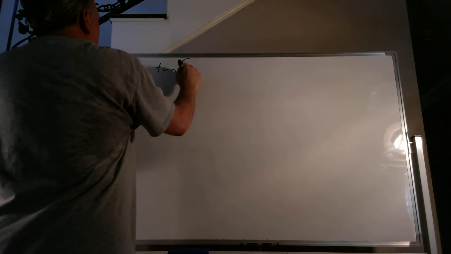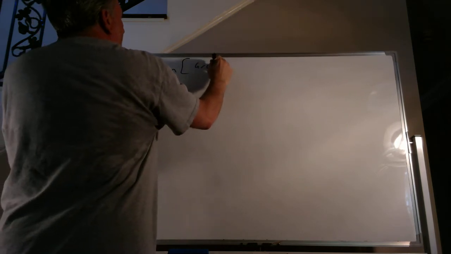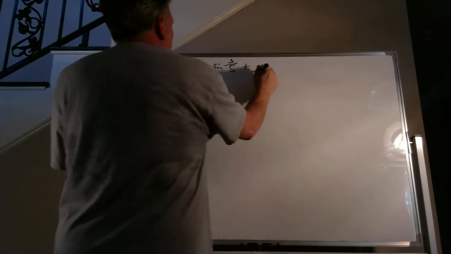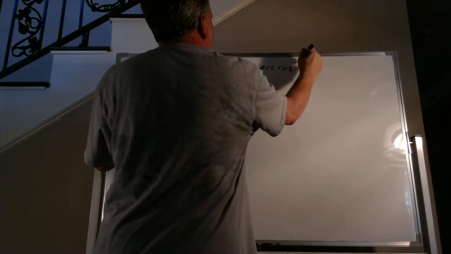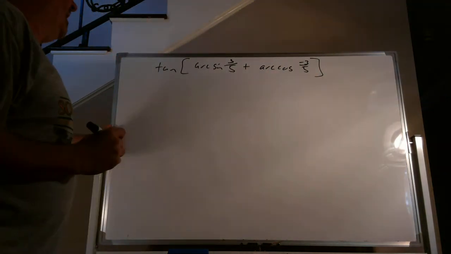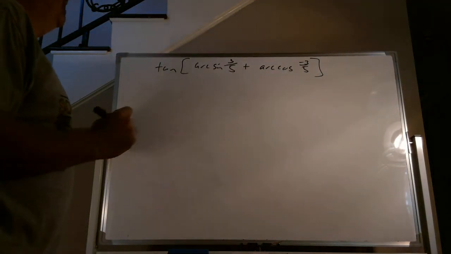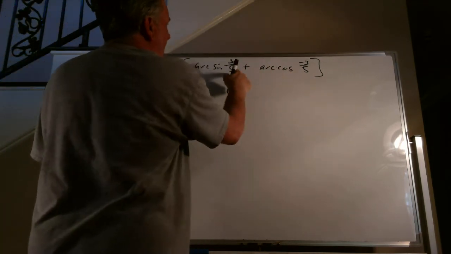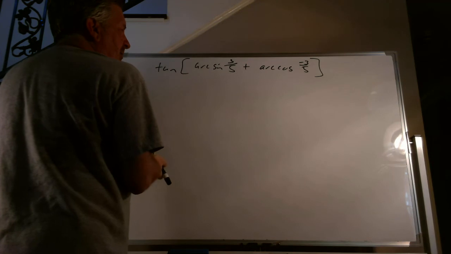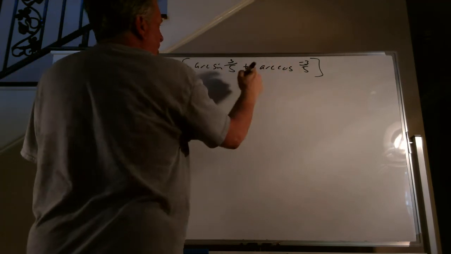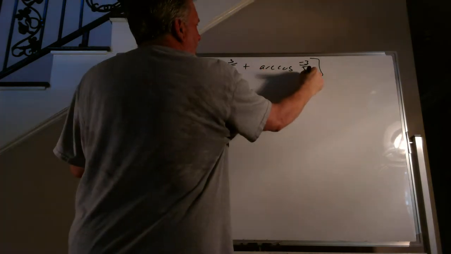It says find the exact value of tan of arc sine 3/5 plus arc cosine of minus 3/5. Wow, that's a lot going on. Well, let's investigate what we have here. 3/5 and minus 3/5 are what kind of things? Are they angles or are they numbers? Well, they're both numbers because you're taking arc sine and arc cosine. So that's a number. That's a number.